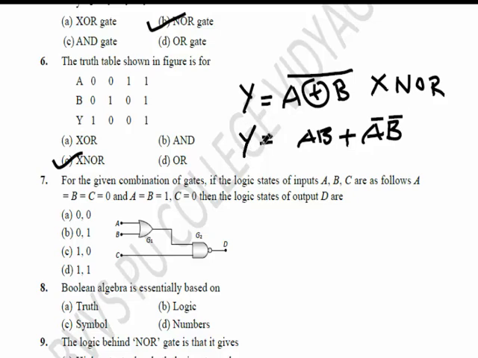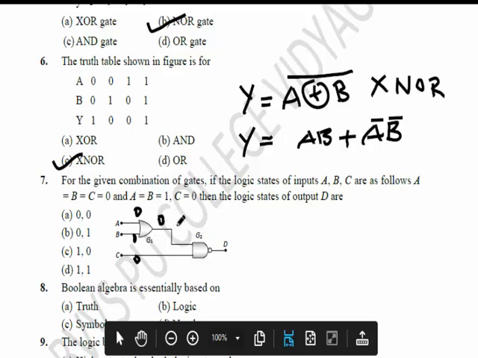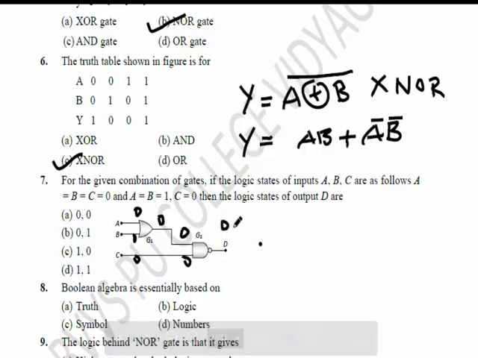This is the formula for the XNOR gate. Next question. For a given combination of gates, the inputs A, B, C are as follows. See, A equals B equals C equals 0. First, here 0 plus 0 is 0. Here also 0 0 gives 0, and here 0 0 dot, 0 bar becomes 1. This is a NAND gate, 0.0 dot gives 1. So what is the answer for the first combination? 1.